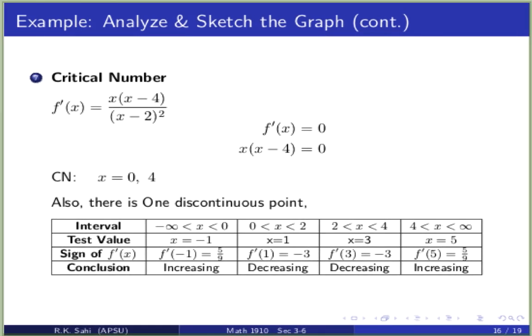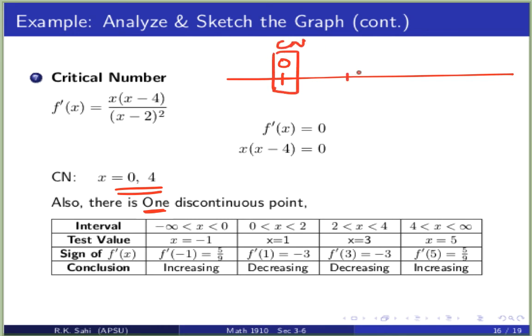So in our critical numbers, what is f prime of x? It is x times (x minus 4) over (x minus 2) the whole square. There are 2 critical numbers, 0 and 4. Now remember, there is one discontinuous point, and that is at 2. So 0 is my critical number, 2 is my discontinuity, my little triangle, and 4 is my critical number.